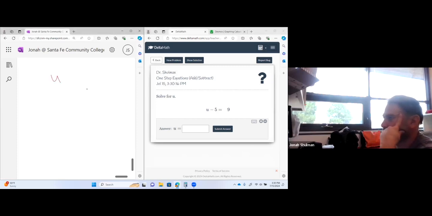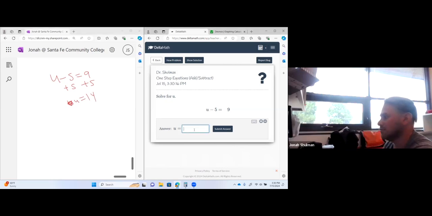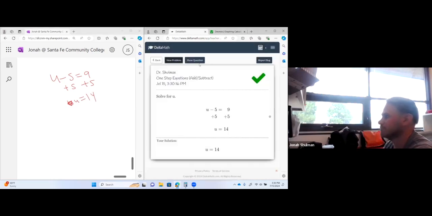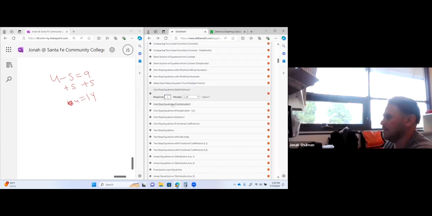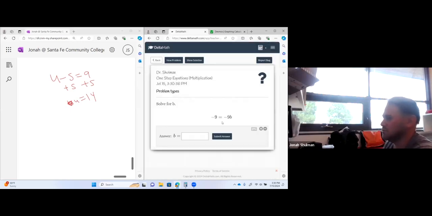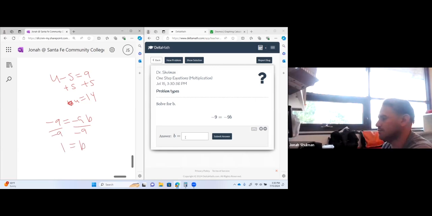So now we have u minus 5 equals 9. Let's add the 5 to both sides. U equals 14. All right, let's do this again, but harder. Remember, it's always got to be the inverse or the opposite. Here's one multiplication. Negative 9 equals negative 9b. Divide by negative 9. Any number divided by itself is just going to be 1.